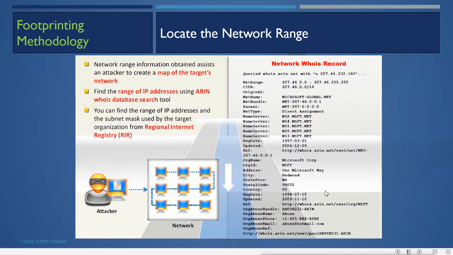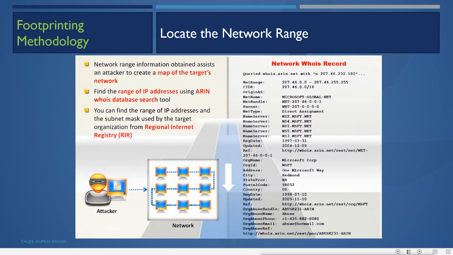Footprinting methodology: locate the network range. Locating a network range is important for footprinting or for attacking, because organizations use public IP addresses for their networks. If we want to access or attack them, we need to know the exact range of their organizations.